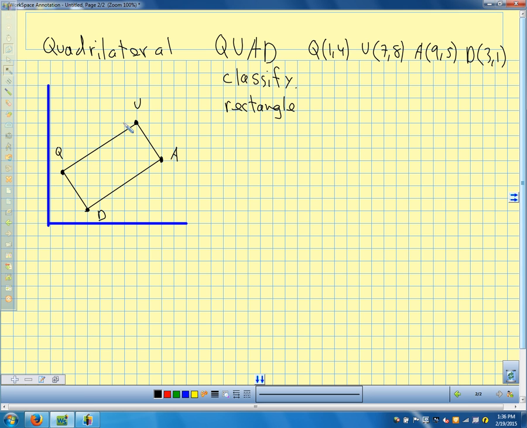Find the lengths of the sides. See if they're all the same. Is there another way we could do it? See if the diagonals are congruent. Decide if the diagonals are congruent using the lengths. So lots of ways. The slopes, I think, are the easiest. So let's calculate some slopes.